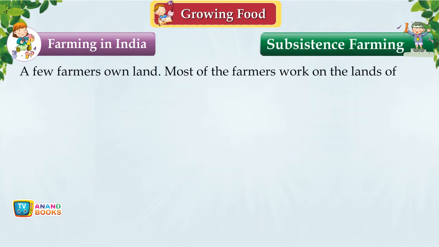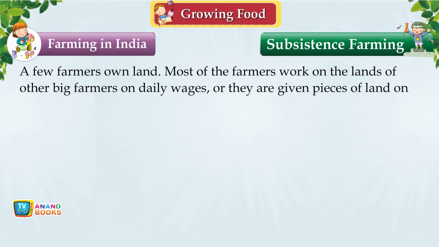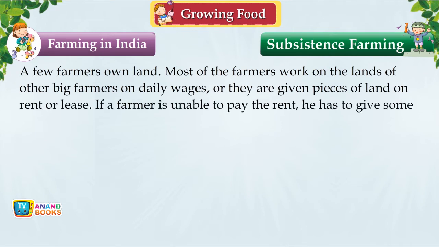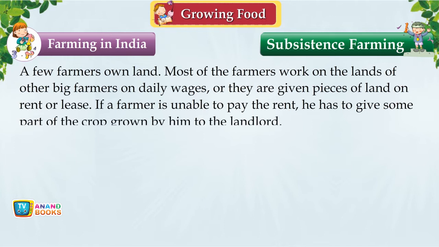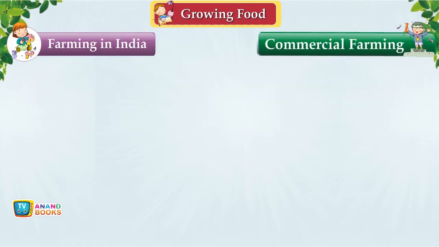A few farmers own land. Most of the farmers work on the lands of other big farmers on daily wages, or they are given pieces of land on rent or lease. If a farmer is unable to pay the rent, he has to give some part of the crop grown by him to the landlord.